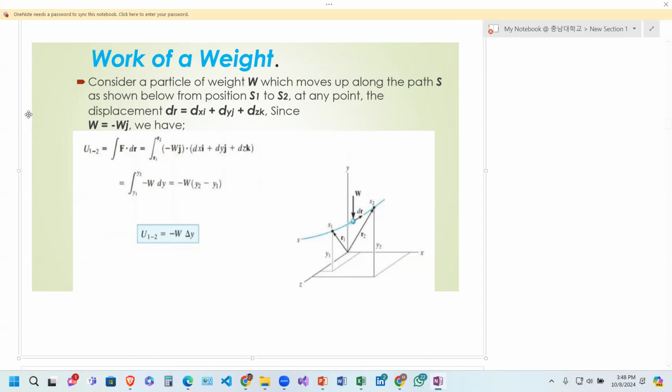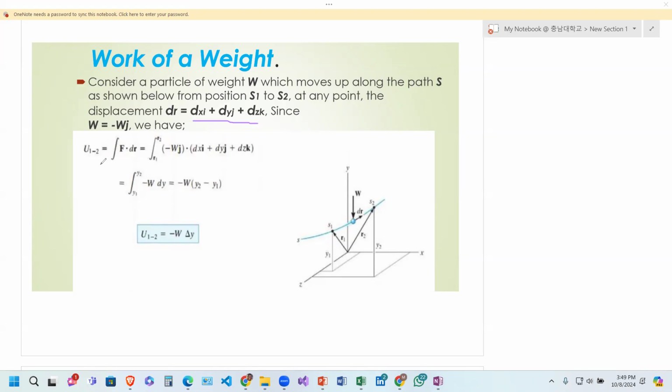So the displacement, that is our small change dr, now would be given by, because it is in 3D, dx in the i direction, plus dy in the j direction, plus dz in the k direction if you are considering vectors. But remember, our weight acts downwards. So we take that as negative, because the force is moving down.